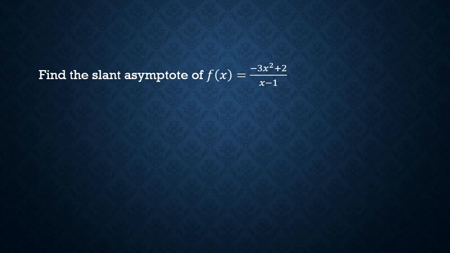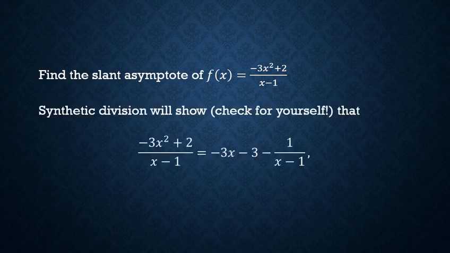We're going to do negative 3x squared plus 2 divided by x minus 1. This is something that you can do by synthetic division, since we are dividing, my apologies, the top by x minus some number. If you do synthetic division on this, you would find that you come up with negative 3x minus 3 minus 1 over x minus 1.